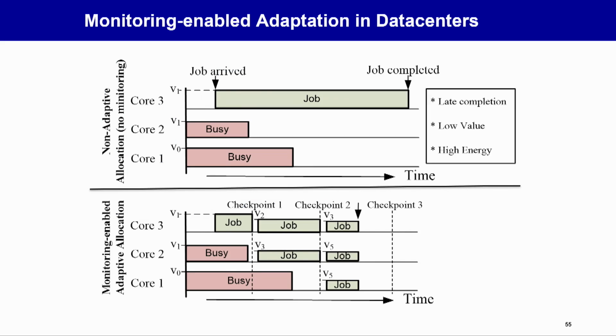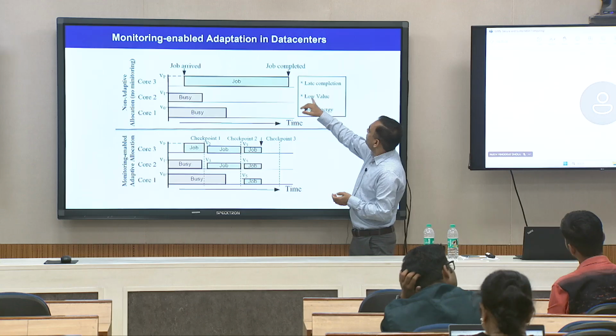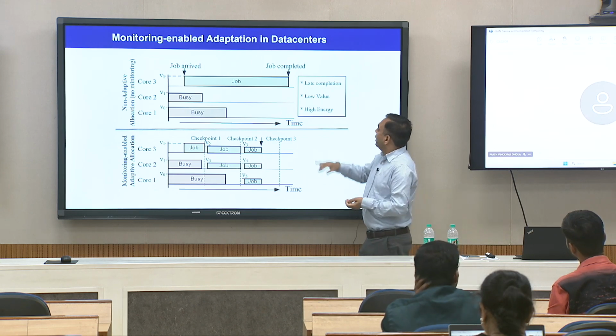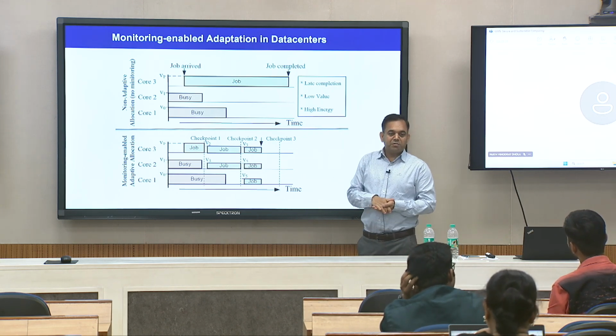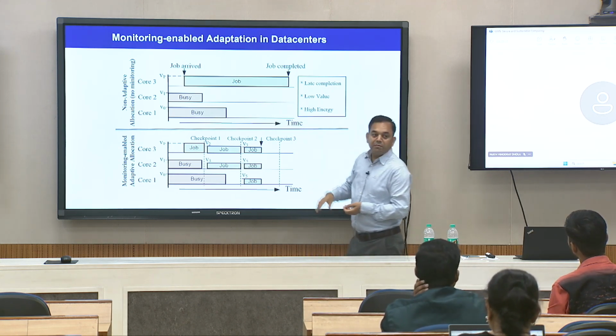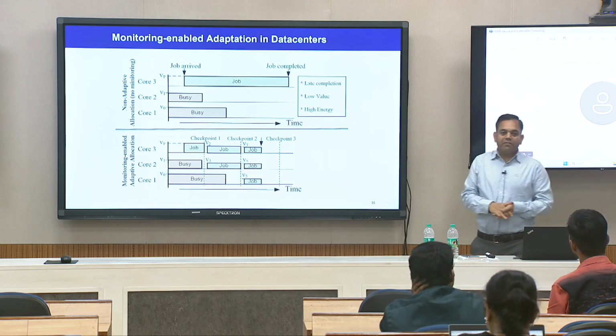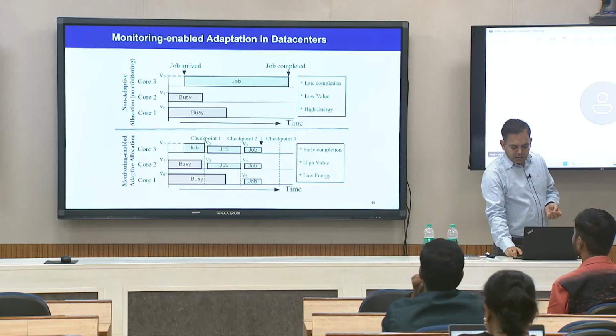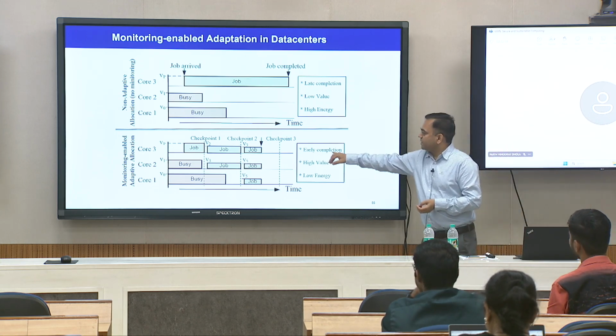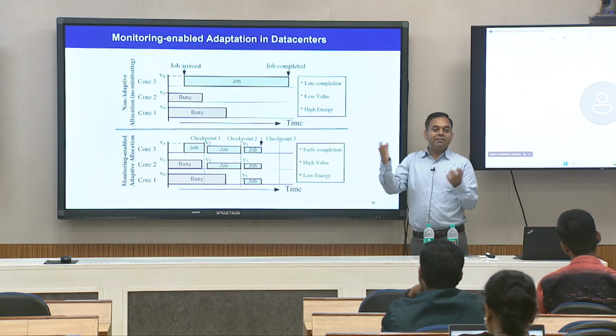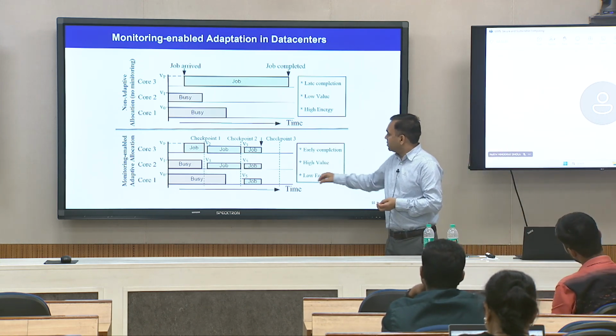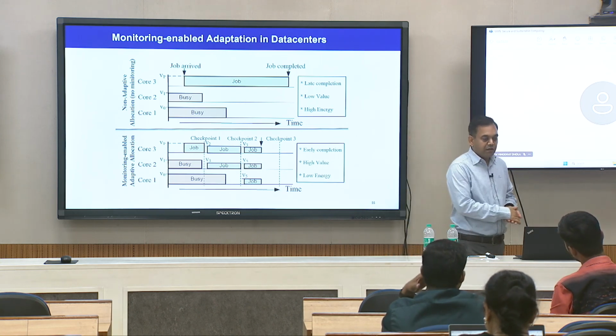So in summary, you can see this one is completing very late, right? Remember I said there are organizations where, if you complete their job fast, you get more money. So this will basically be low value. Also it will have high energy consumption because it's running for a long time, so you're paying for power for a long time. The one at the bottom has early completion, so it will have high value, and it also has low energy.